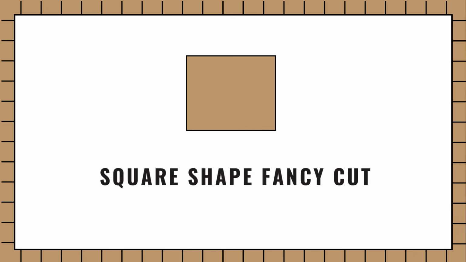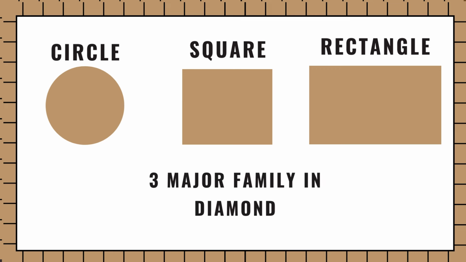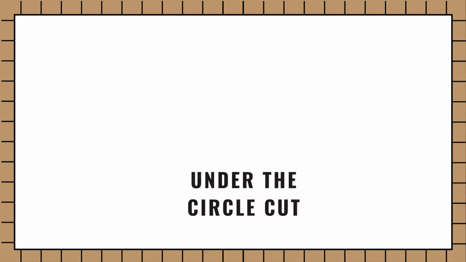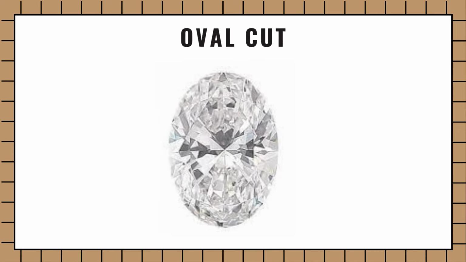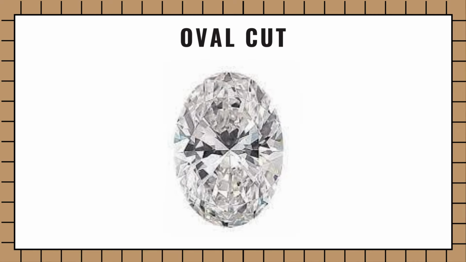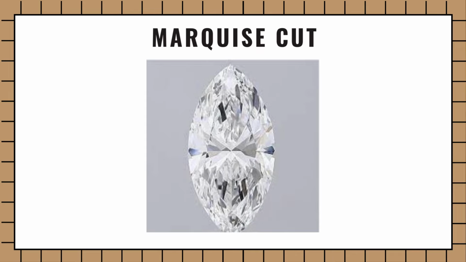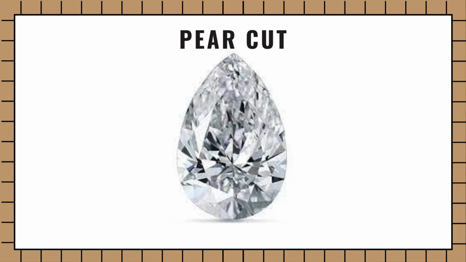These are not majorly used, but they are also used in a few categories, under square shape fancy cut. All of these cuts have a particular shape, right? The oval shape also comes under the circle family. Circle, square and rectangle are the 3 major families in diamonds. We also have others like hearts, but hearts are very rarely found and very rarely used as well. Under circle, we have the oval cut, and also cuts very similar to the marquise cut. The pear also comes under the circle cut.